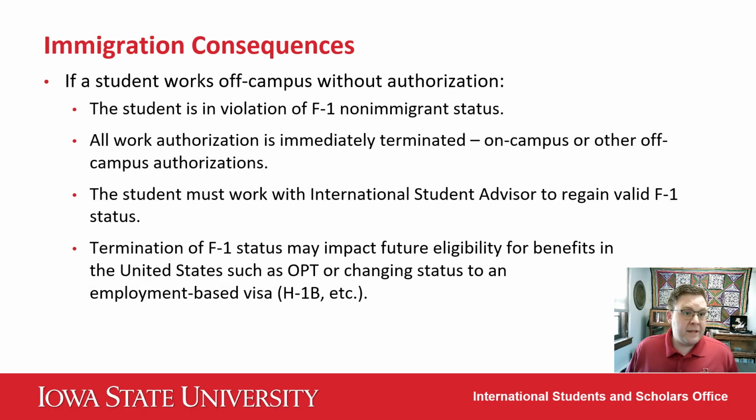Working in the United States without proper authorization can have severe immigration consequences. First, if ISSO receives documented evidence of unauthorized employment, then your F1 immigration status must be terminated. All employment authorizations, either on-campus or off-campus jobs, are then also terminated. The student who committed the status violation must then work with an ISSO advisor on options to regain their valid F1 immigration status. This process can be costly, time-consuming, or likely both.